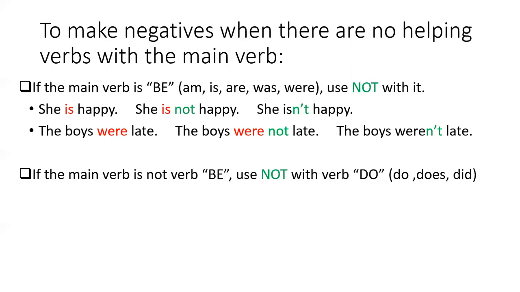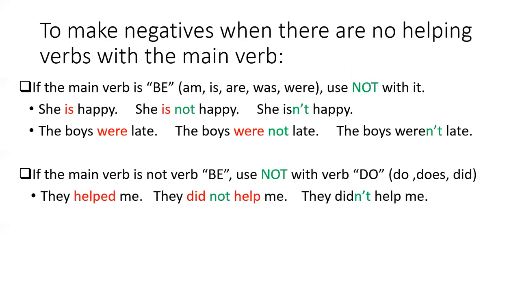How about if the main verb is not verb to be, and if it's any other verb that has come in the sentence without any helping verbs? What do we do? Again, we use verb do in its forms do, does, did. They helped me. They did not help me. Again, notice that helped is in the simple past. When I use verb do with it, the past is thrown at do, and do becomes did, and help is used in its base form. So they did not help me, and they didn't help me.